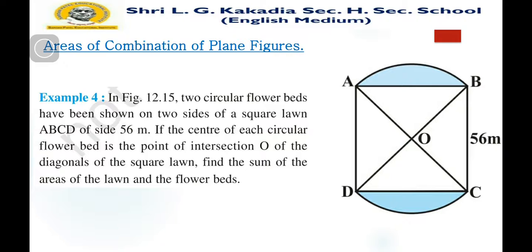Here you can see in figure 12.15, two circular flower beds have been shown on two sides of a square lawn. Here you can see, in blue color, two circular flower beds on the upside and downside of the square lawn ABCD of side 56 meter. Here it is given that lawn ABCD is a square, and it has a diagonal.